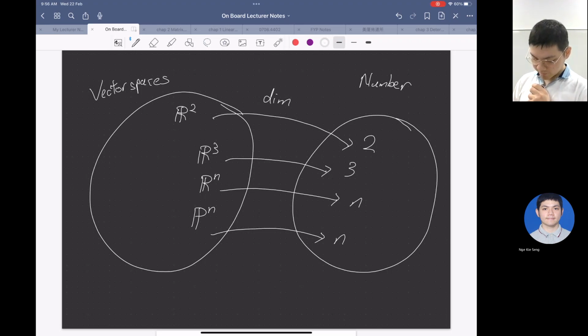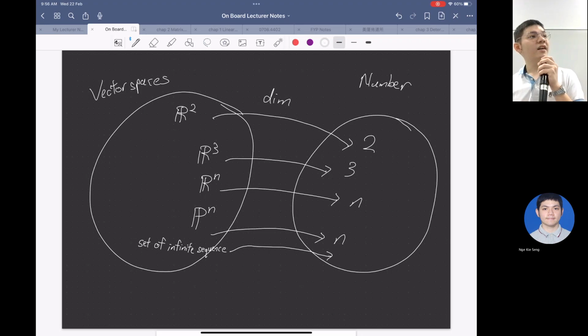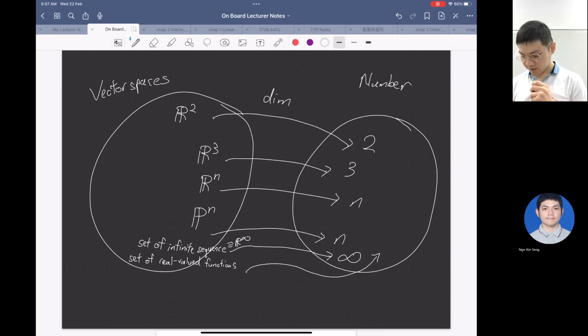We have to do the set of infinite sequences. What's the dimension of the set of infinite sequences? Last time I said that this is actually R infinity, so this is infinite dimensional. Also, we have learned the set of real-valued functions. Actually, this is also infinite.